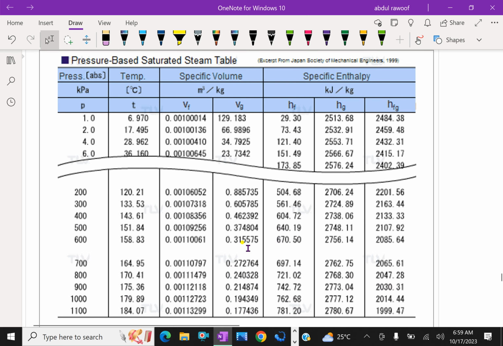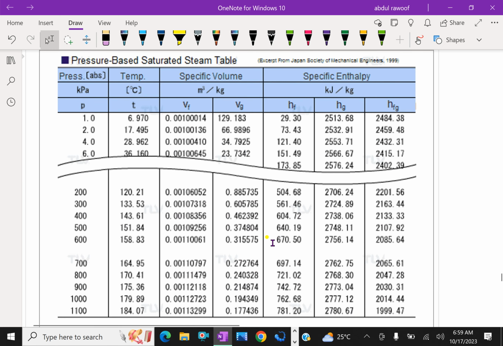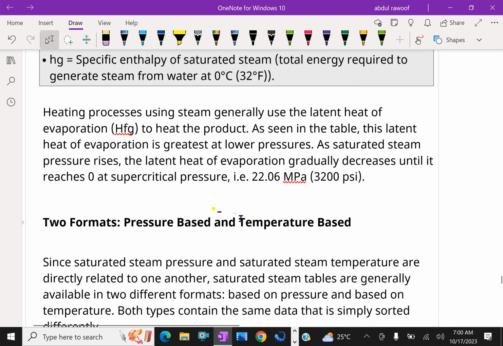These are given here. This steam table is very useful for engineers who use steam to operate boilers, turbines, and the like. For heating processes, steam generally uses the latent heat of evaporation to heat the product. As seen in the table, this latent heat of evaporation is greatest at lower pressure. As saturated steam pressure rises, the latent heat of evaporation gradually decreases until it reaches zero at supercritical pressure.